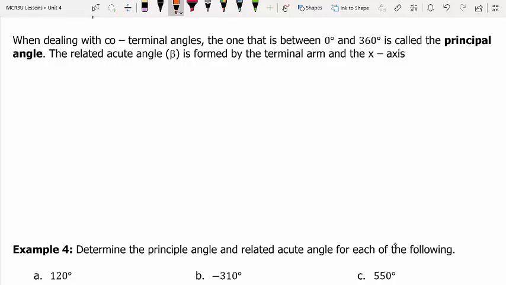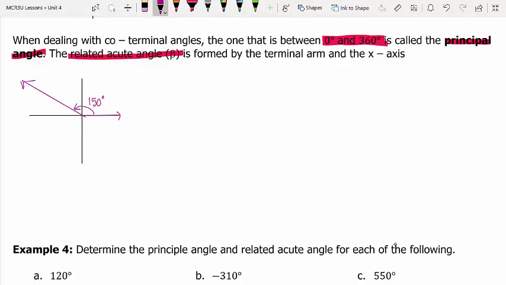So I want to teach you about the difference between principal angle and related acute angle. So if you're asked to graph 150 degrees on a Cartesian plane, you'd go ahead and do this. Okay, so I had my initial arm on the positive x-axis, then I rotated the angle 150 degrees in the positive direction and finished off the angle with my terminal arm. So the principal angle refers to that angle because it is between 0 and 360 degrees. Okay, so 150 would be your principal angle, and we'll call that theta.